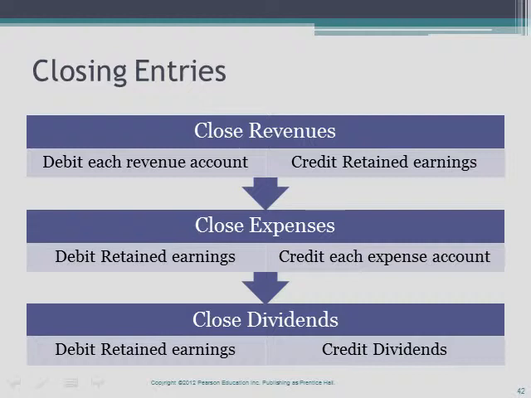Credit each expense account for the amount of its debit balance. Debit retained earnings for the sum of the expenses. The sum of the expenses is now in retained earnings. Credit the dividends account for the amount of its debit balance. Debit retained earnings. This entry places the dividends amount in the debit side of the retained earnings. Remember, dividends are not expenses. They never affect net income.